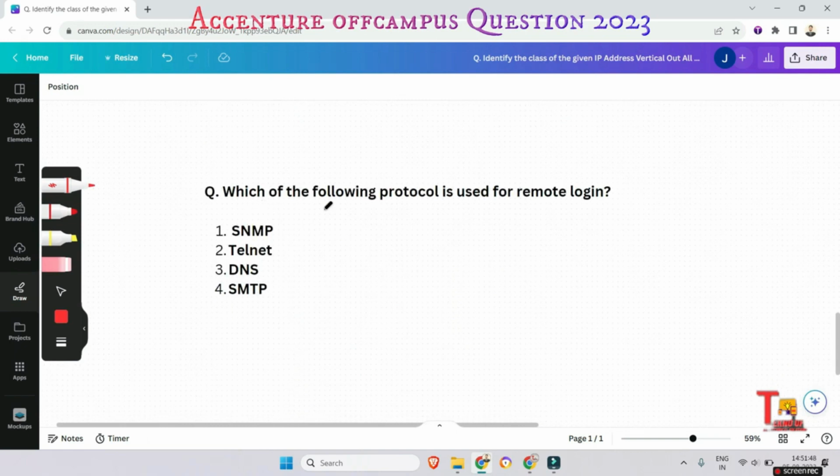The question is, which of the following protocols is used for remote login? SNMP, Telnet, DNS, or SMTP? Guys, if you can answer, please answer fast in the comment box, right? If not, then it is also okay, because it is not necessary to remember all the questions' answers, right?